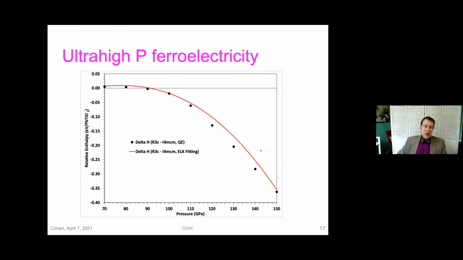And here we show a direct comparison of the delta H going from the ferroelectric R3c phase to the non-ferroelectric I4/mcm phase, which is the next higher structure. So you can see that above 90 GPa, this becomes negative, so the ferroelectric phase is stable, and you see that the LAPW and the pseudopotential calculations are in quite good agreement.